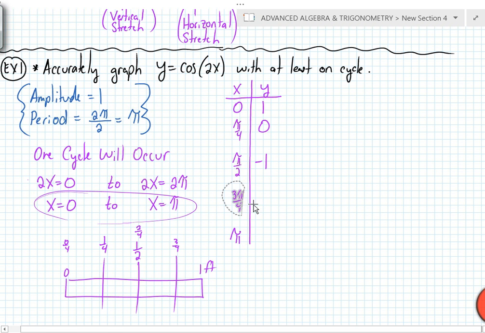We do it again. 3 pi over 4 plugged into this equation gives us 6 pi over 4. That reduces to 3 pi over 2. We've memorized that the cosine of 3 pi over 2 is 0. If I plug pi in, pi times 2 is 2 pi. The cosine of 2 pi is 0. Oh, excuse me, 1.